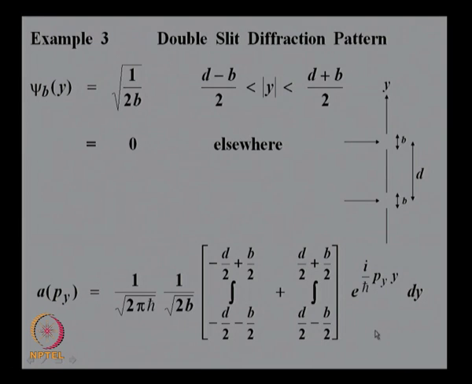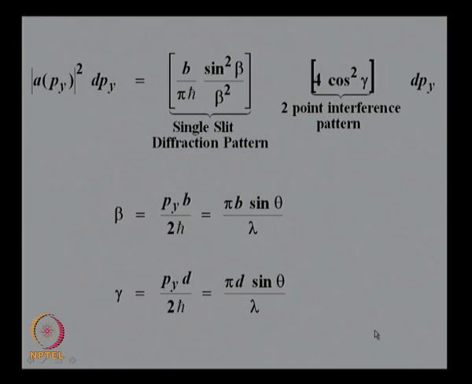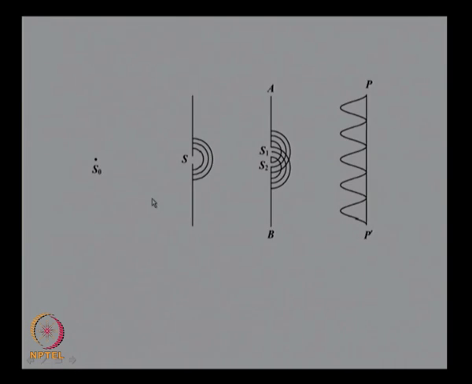It is a very straightforward integration. If you carry that out and square it, the probability of the y component of the momentum lying between p_y and p_y plus dp_y is the product of the single slit diffraction pattern and the two-point interference pattern, where beta is equal to pi b sin theta by lambda, and this is the interference pattern produced by two point sources separated by a distance d. Therefore, the electron or the proton or the neutron is described by a wave function which is here as well as here. It passes through both the slits simultaneously.